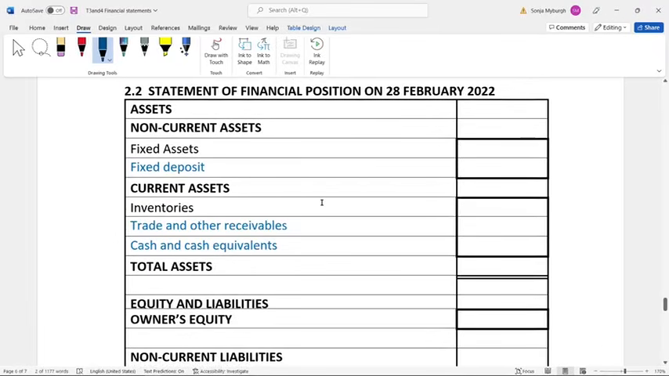There will always be some of the information given to you, but you must still know the whole format so that you can complete the missing parts. Non-current assets, fixed assets plus the fixed deposit. Fixed deposit was a question mark. Current assets, inventories, and they've given us the amount for trading stock, 133,600. Trade and other receivables, we do the note. Cash and cash equivalents, they didn't give us any information on that.